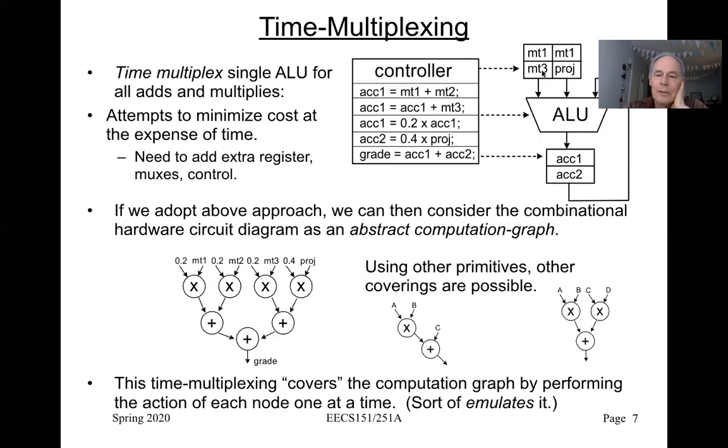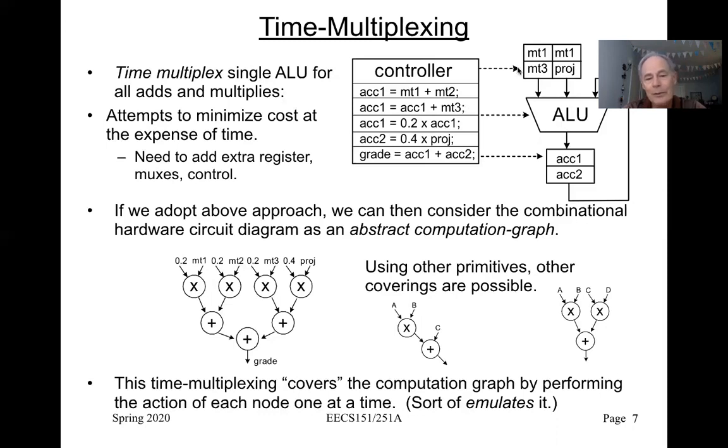So this would be a lot cheaper because there's only a single multiplier in here and a single adder. We've had to add some extra logic for the control and for the registers, but in the end, this can be a cheaper but slower solution, right? So this completes the trade-off, maximally cheap and maximally slow. This attempts to minimize the cost at the expense of time, as I said. So we had to add those extra pieces to make it work, but that's the way it would work.